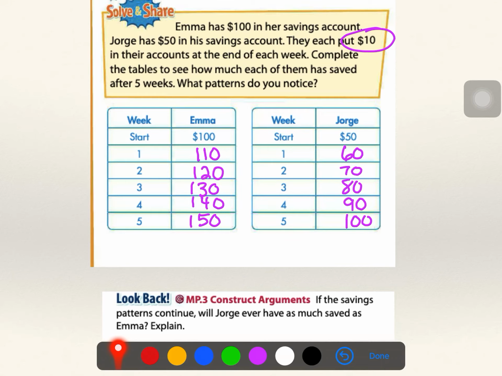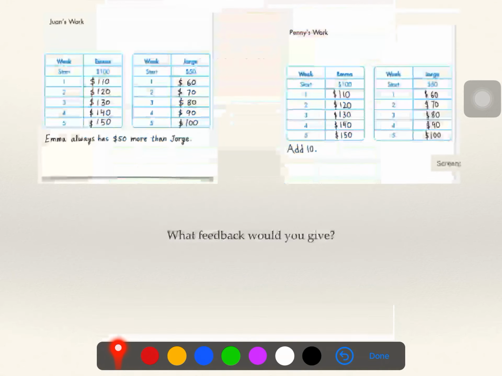If the savings pattern continues, will Jorge ever have as much money saved as Emma? No, because she started with $50 more. If that pattern continues, she's going to always have $50 more.